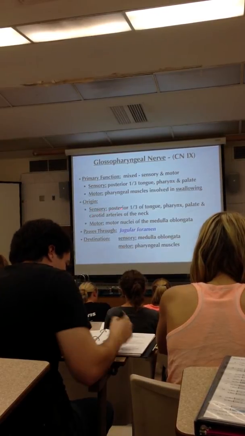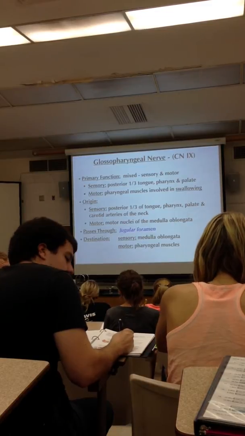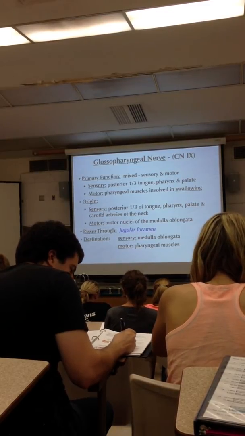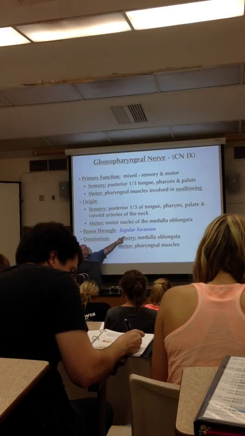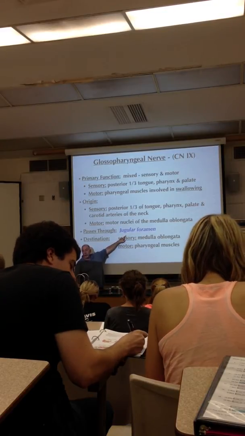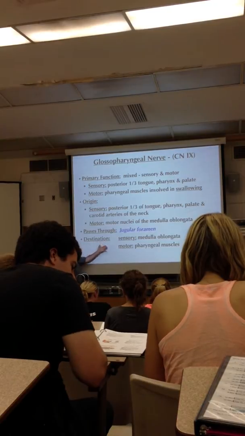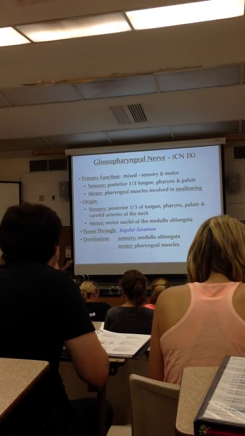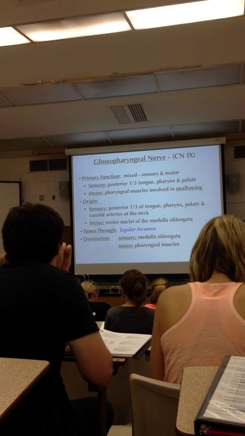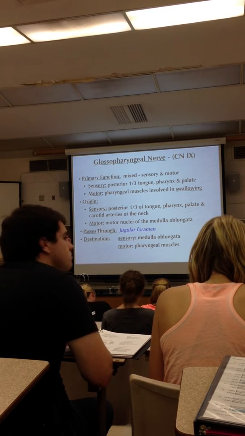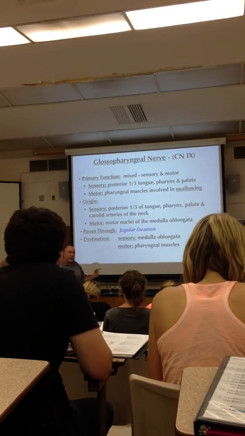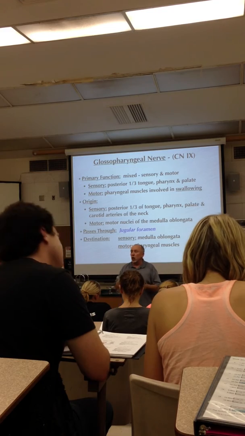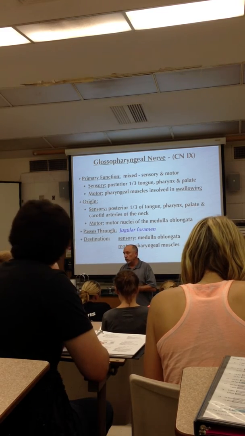So the origin of the sensory is going to be the posterior 1/3 of the tongue, the back of the throat, and the origin of the motor part is going to be in the medulla oblongata. It passes through the jugular foramen. What we're going to see is 10 and 11 pass through the same hole. And so the destination, the sensory, in other words, after coming in, is going to be into the medulla, and the motor is going to basically be those pharyngeal muscles. Okay? And I don't have it up here on the slide in words, but this also has visceral motor, and I'll show you where that is.